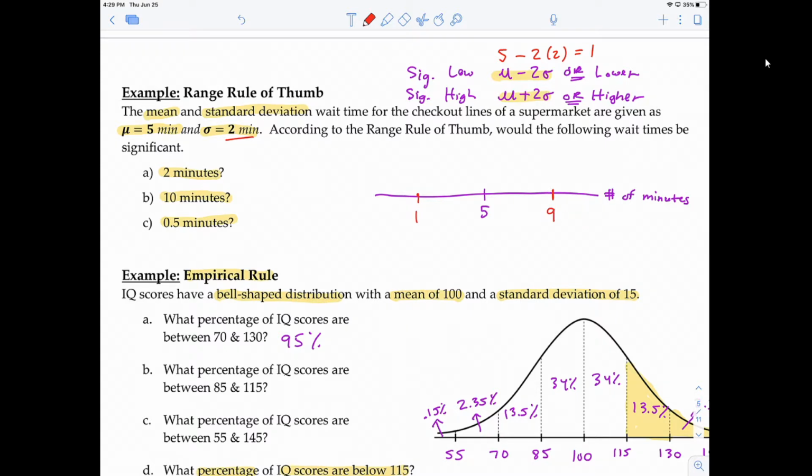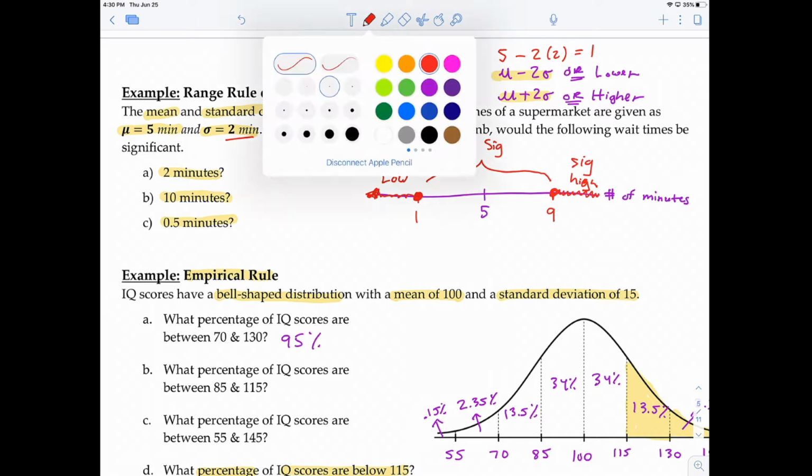What this picture gives us is that from 9 to the right is significantly high, and from 1 to the left is significantly low. Any wait time in the middle would be not significant. Okay, now that allows us to answer the question.